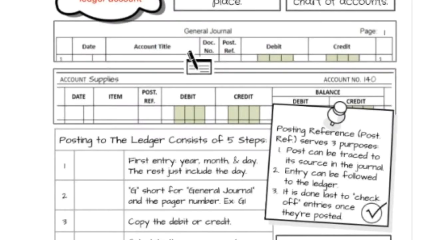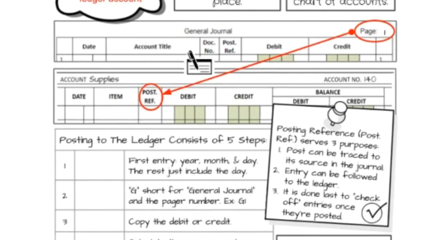Adding to that, you'll see our picture of a general journal and a general ledger example account here for supplies. You tie those two things together with the posting reference. It's abbreviated as postref in the columns here, and it serves 3 purposes. One is a post can be traced to its source in the journal. So if you look at our supplies account here, the postref column, you're going to put a note there in that postref column to show what page it came from in the journal.